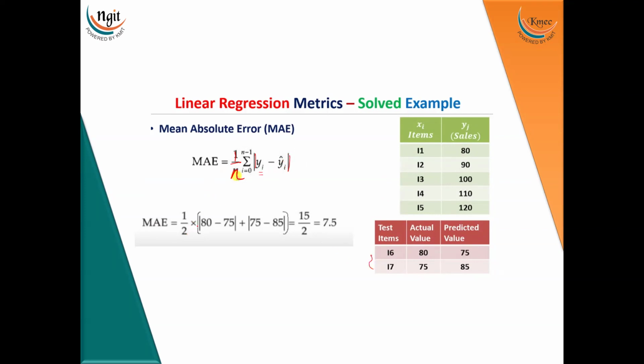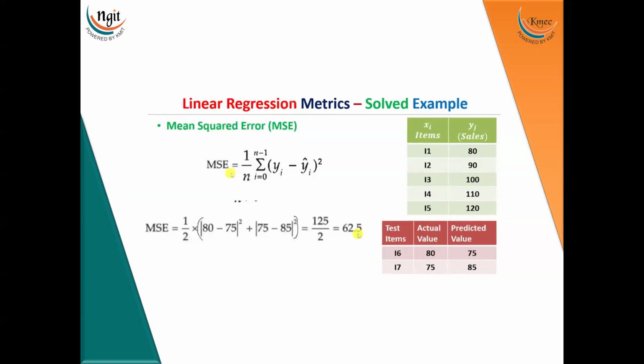So 1 by n, how many test items do we have? 2. So 1 by 2 into 80 minus 75, actual minus predicted, actual minus predicted. Here we'll get minus 10, but as we are taking absolute values, the negative sign will be discarded. So in total we get 7.5 as the mean absolute error for this given test data. Okay, so this is the formula for calculating mean absolute error.